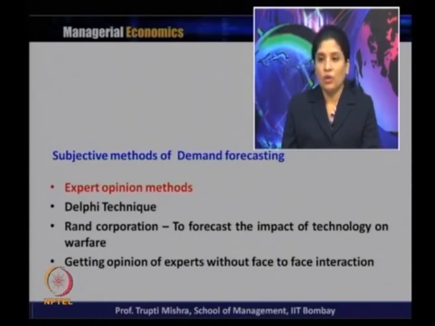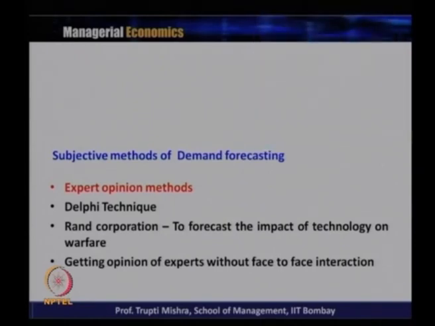And here, how is the Delphi technique different from the group discussion? It gets the opinion of experts without face to face interaction. Basically, the experts will be chosen, and it is not that they have to meet in a group; individually they can give their opinion, not on the basis of face to face interaction, and on the basis of their opinion the demand will be forecasted. So, expert opinion methods are again subdivided into two methods. One is group discussion, where the experts meet, do a brainstorming session and give their opinion, and on the basis of that opinion the demand forecasting is done. And second is the Delphi technique, in which the opinion is received not through face to face interaction, and once they get the expert opinion, on that basis they estimate the demand forecast.